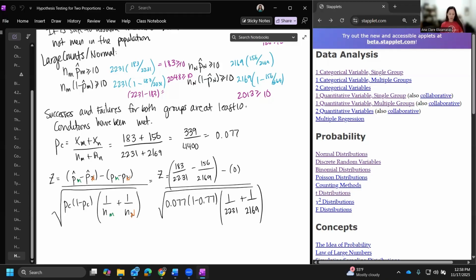Okay, so if you want to do 183 divided by 2231, that is roughly 0.082, and 156 divided by 2169 is roughly 0.072, which when you subtract those, you get a difference of 0.01. So our numerator is 0.01, and when you divide out the denominator, you get roughly 0.008. So 0.01 divided by 0.008 gives me 1.25 roughly.